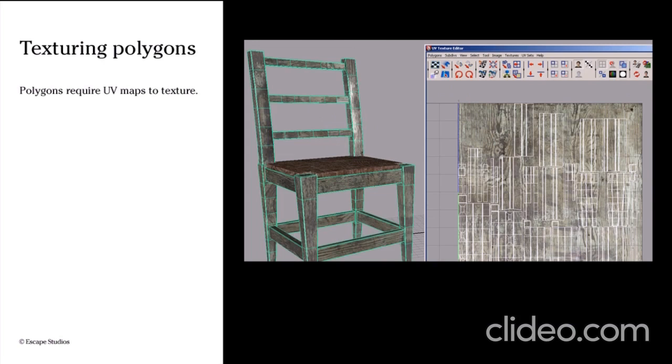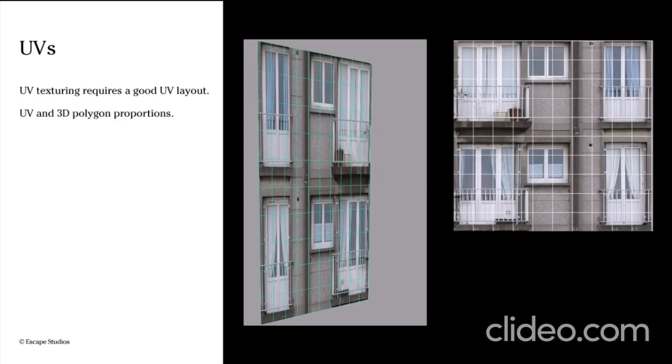Polygons require UV maps to texture. Images can then be wrapped around the geometry based on the UV coordinates. UV texturing requires a good UV layout. The area and shape of a polygon in UV space should be as near as possible to the area and shape of a polygon in 3D space. Texture stretching and warping occurs when this is not the case.